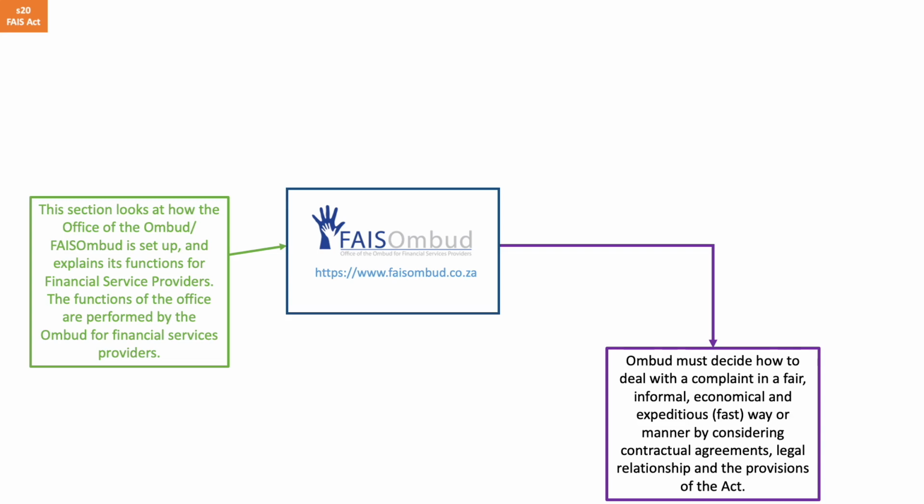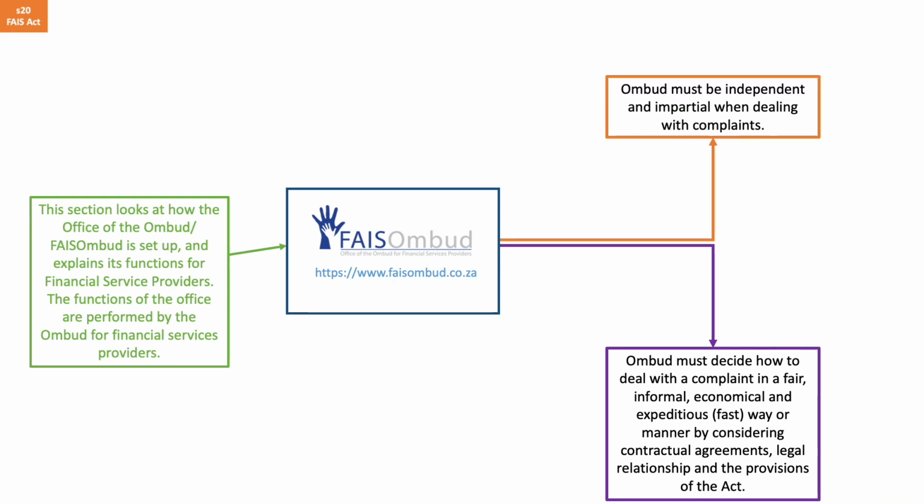The Ombud must decide on how to deal with a complaint in a fair, informal, economical, and expeditious manner by considering contractual arrangements and other legal relationships between the client and any other party to the complaint, and the provisions of the FAIS Act. The Ombud must be independent and impartial when dealing with complaints.